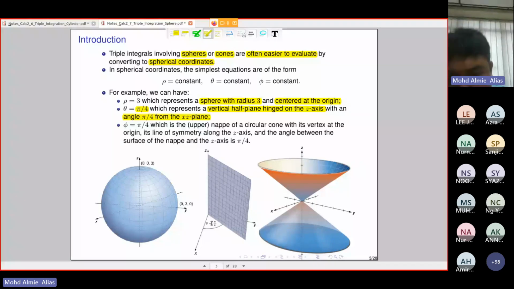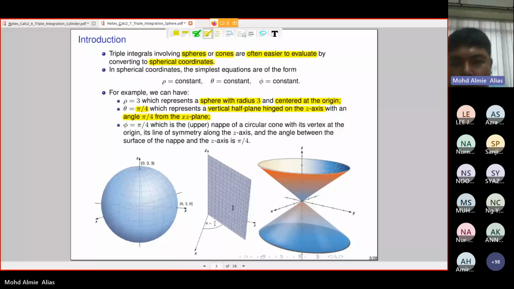But for the sake of visualizing this, we just draw something like this. Okay, and it's hinged. I mean, it's attached at this z-axis, and the angle is actually measured from the polar axis, which is, we can see, the xz plane in this case.